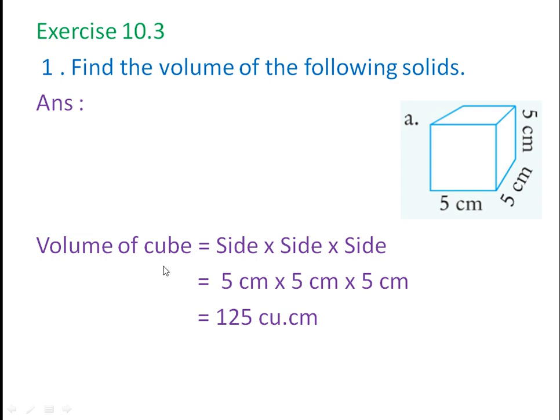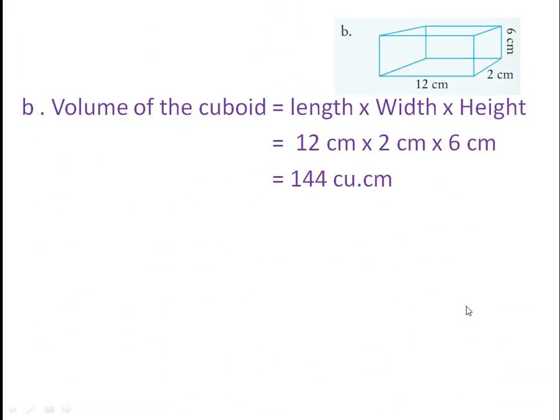Write down the statements like this. First, write down the formula of the volume of cube: side multiplied with side multiplied with side. Three sides. Write down the side value and calculate: 5 5s are 25, 25 5s are 125 cubic centimeters is the answer for this problem. Okay, like this we should calculate the problems.